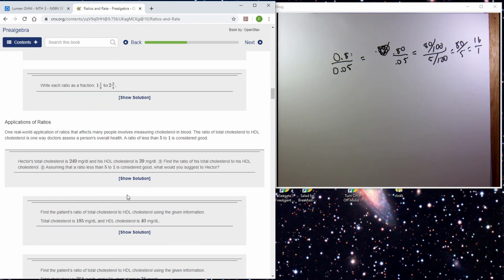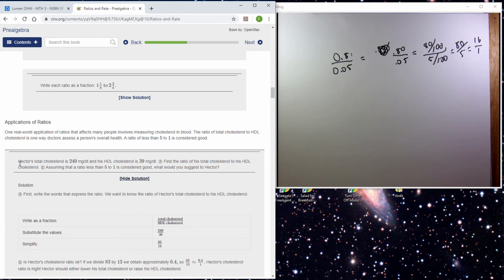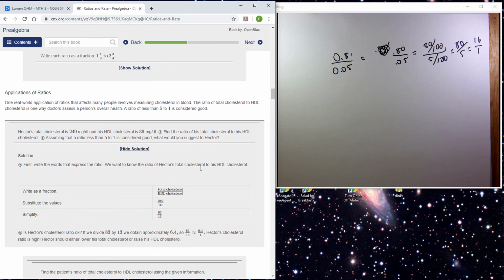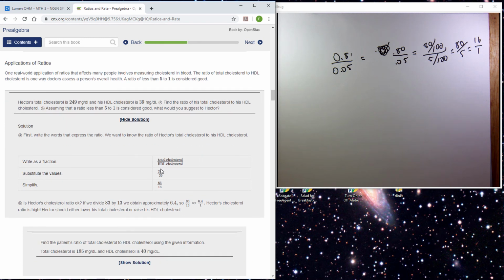Now we have applications of ratios here. Hector's total cholesterol is 249 milligrams per deciliter, and his HDL cholesterol is 39 milligrams per deciliter. Find the ratio of total cholesterol to HDL. And B, assume the ratio is less than 5 to 1 is considered good. What would you suggest to Hector? So we have here 249 to 39, which simplifies to 83 over 13.